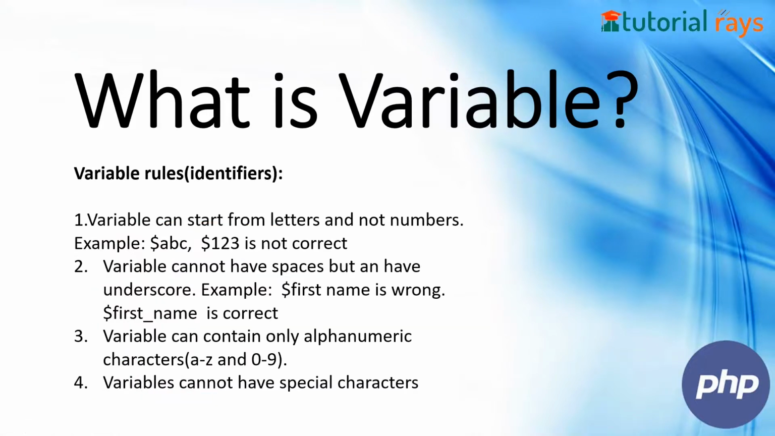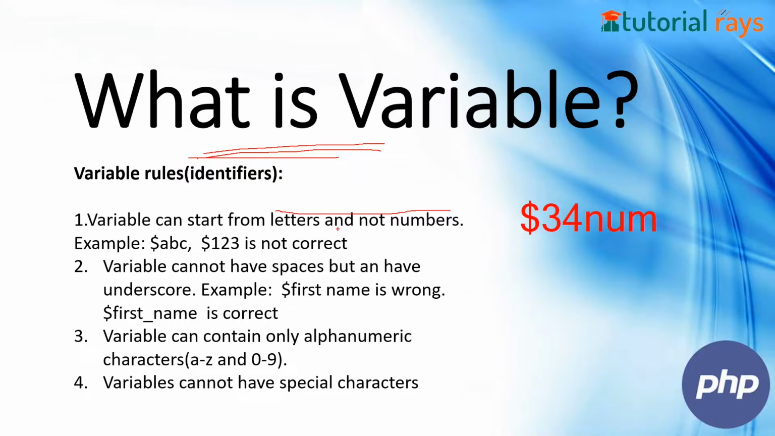Variable names are normally called identifiers. Here are a few convention rules which you need to know. A variable can start with letters and not numbers. For example, you cannot write 1 2 3. This is wrong. You have to write num and then 3 4 5. This is okay, but it cannot be 3 4 and then num. So this is the first rule you should remember.